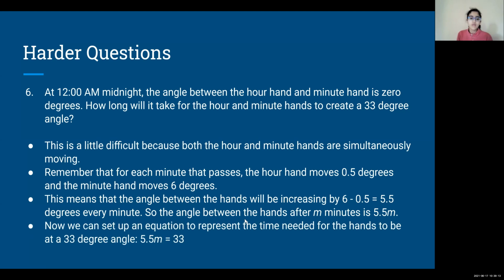So we can set up an equation. 5.5m is equal to 33. So we divide both sides by 5.5 and we get m is equal to 6. So that means that it's 6 minutes. And we know that it's 6 minutes because when we set up our equation, we had m in terms of minutes. At the very beginning, I got someone saying the right answer, but they had the wrong units. So make sure you know the units you're supposed to be using.